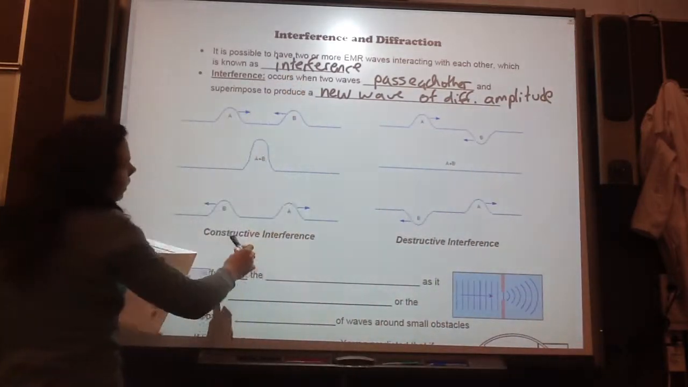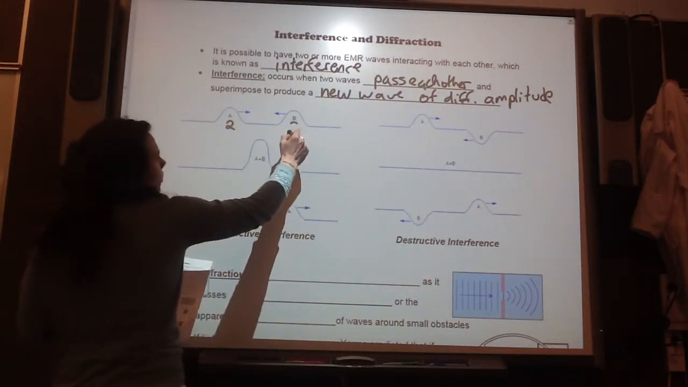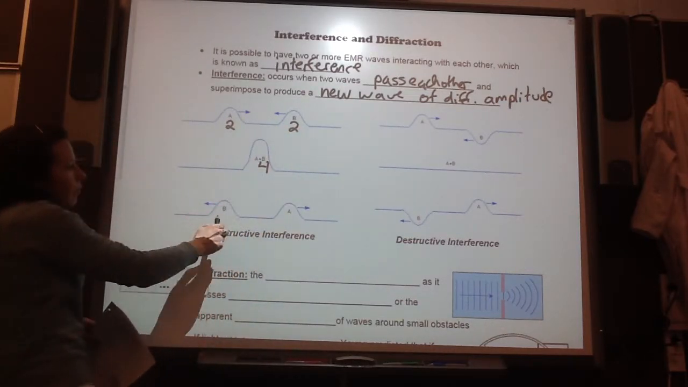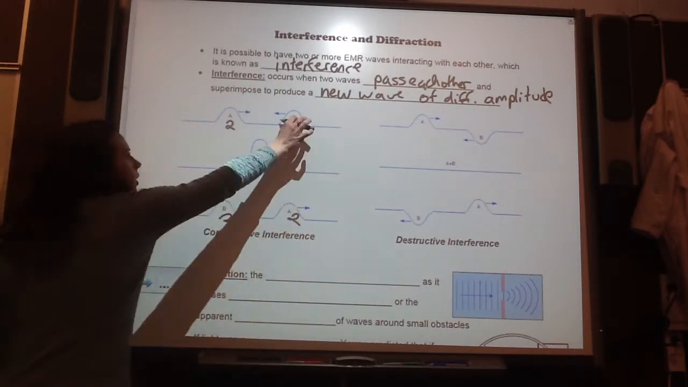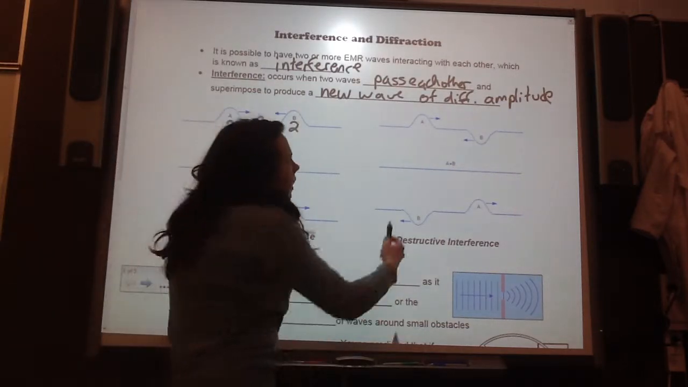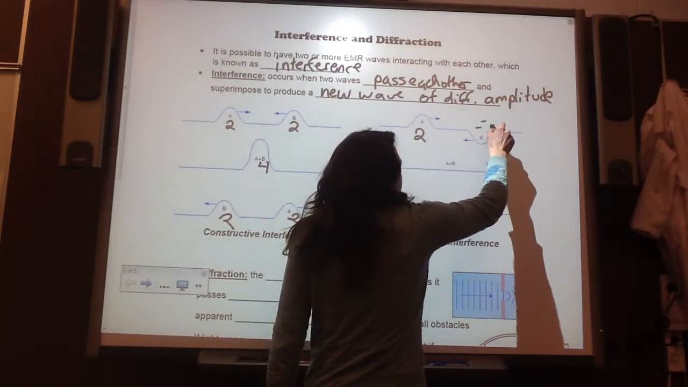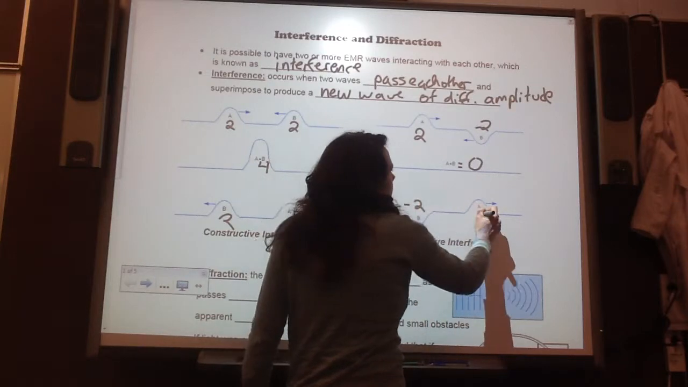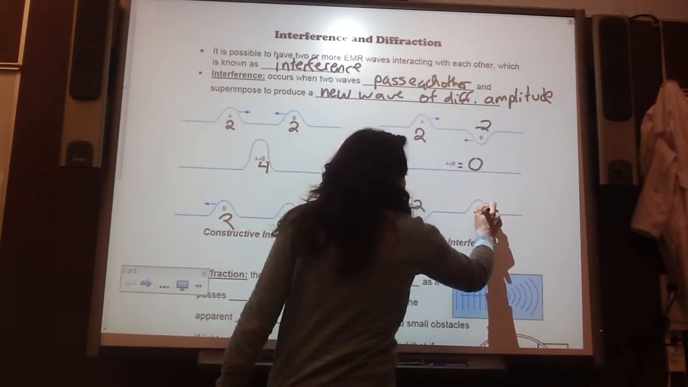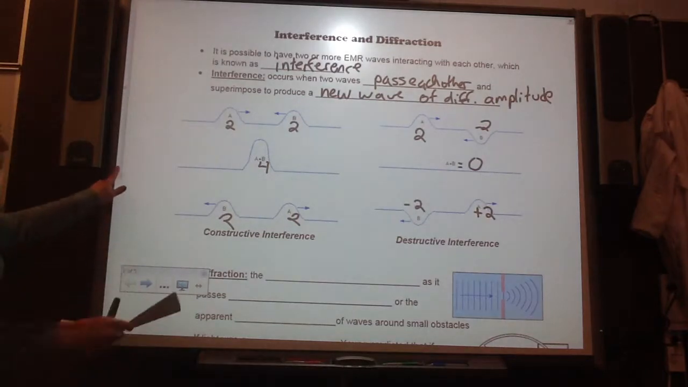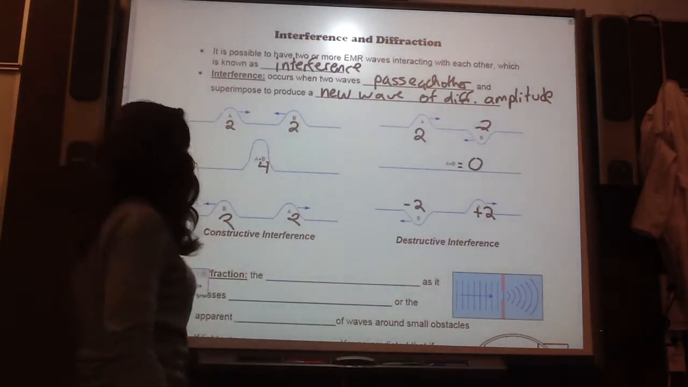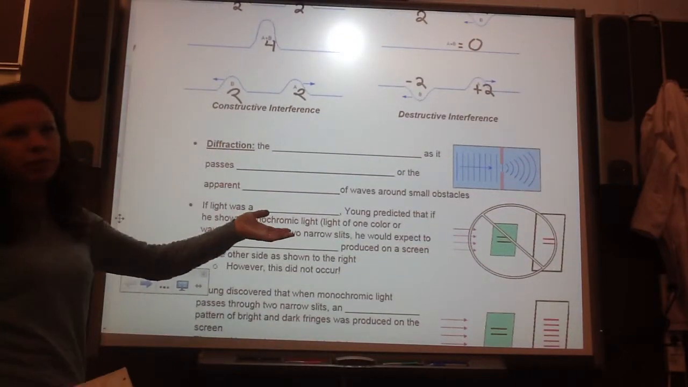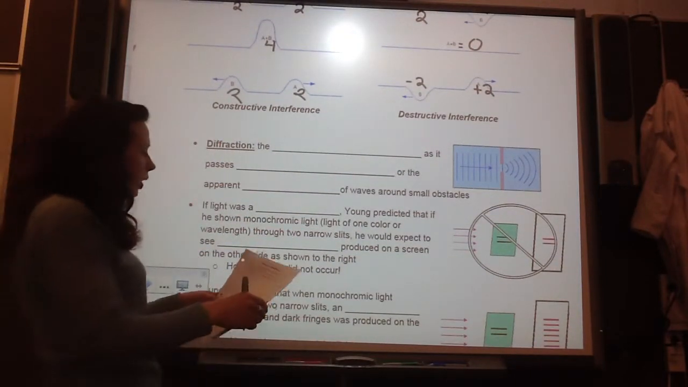So say with constructive, this is +2, this is +2, it comes together to make +4, and then each wave goes its separate way. Here we have, say, +2 and -2. They go together to make 0, and then it continues on. Okay, so we know this is our constructive and our destructive. That was kind of from Physics 20, but now we'll talk about something new.